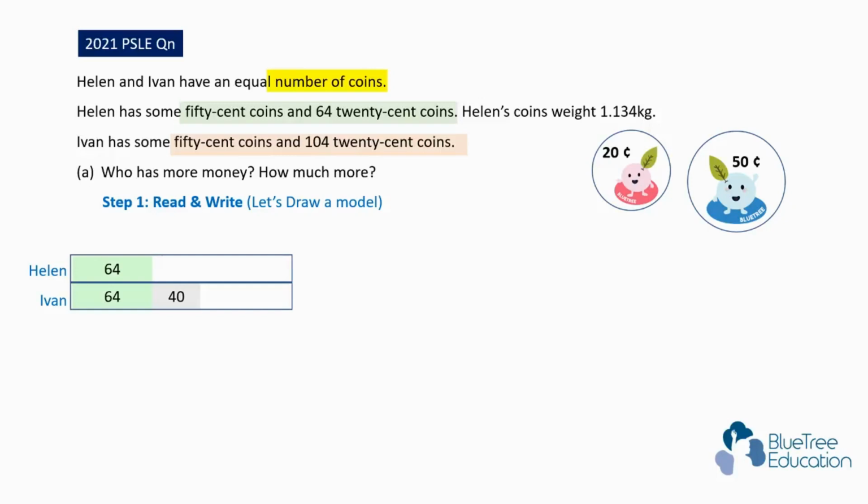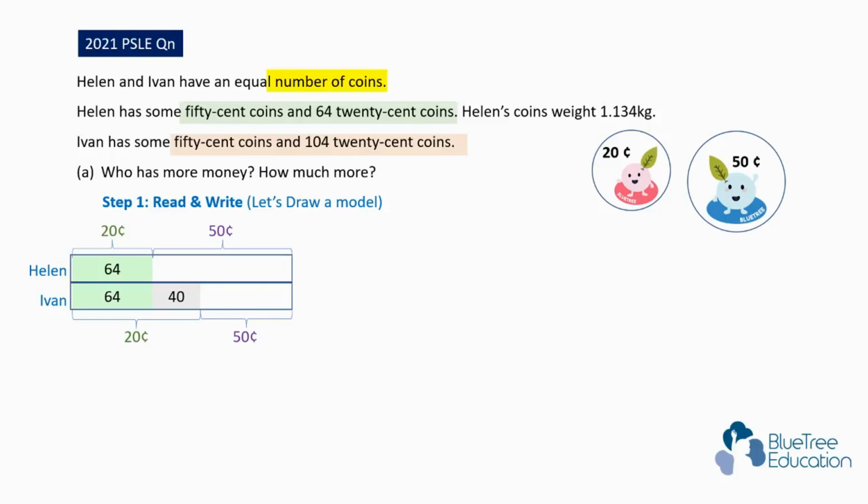But over here, they're talking about counting of coins. The question asks, who has more money and how much more? Okay, this is 20 cents. Now children, when you're drawing a model, every tiny little detail like this matters a lot. You need to diligently write the person's name, Helen, Ivan. You need to write down 20 cents, and the other part of the model, you write 50 cents.